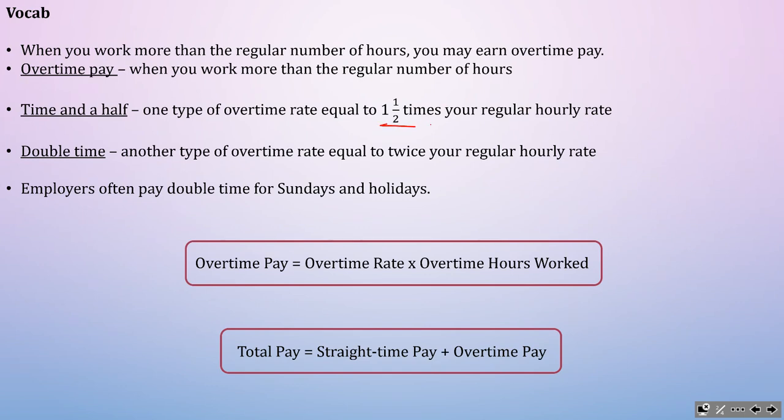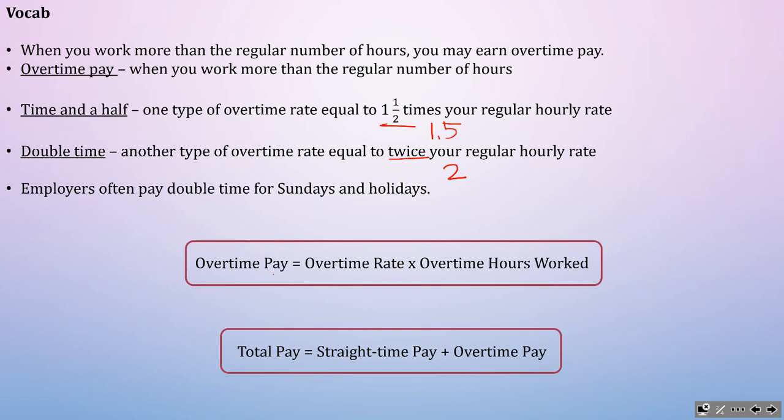Sometimes 1.5 can be written as 1.5. Double time is another type of overtime rate, and it's equal to twice your regular hourly rate, so that's a 2. Employers often pay double time for Sundays and holidays, like Christmas, Thanksgiving, Easter, major holidays where most people have it off. Some employers will pay double time to get people to work.